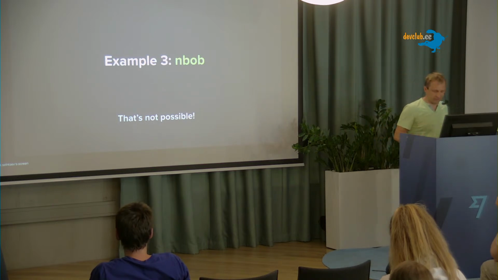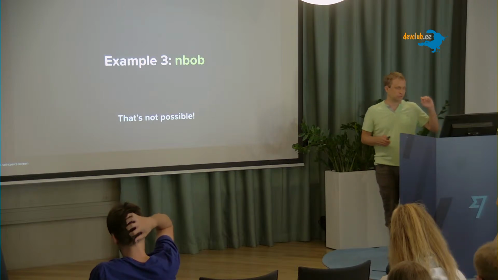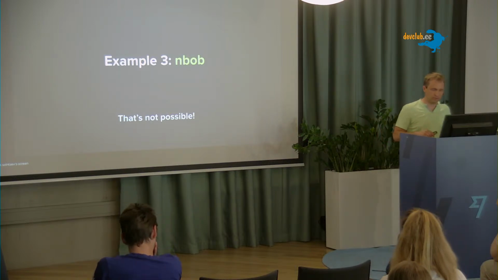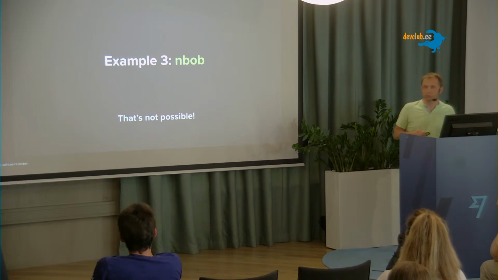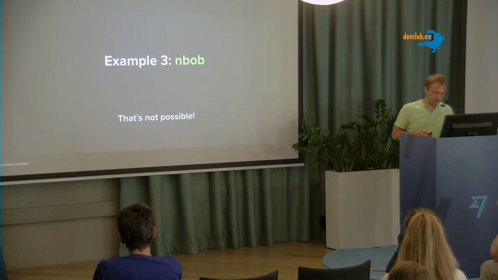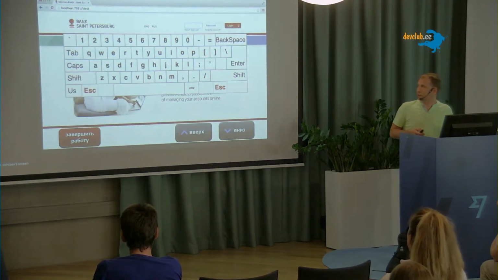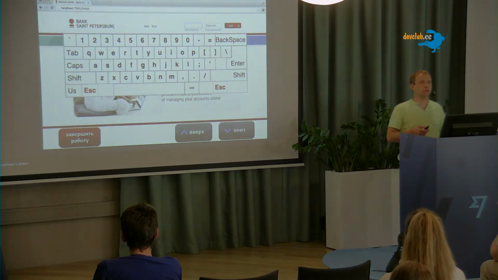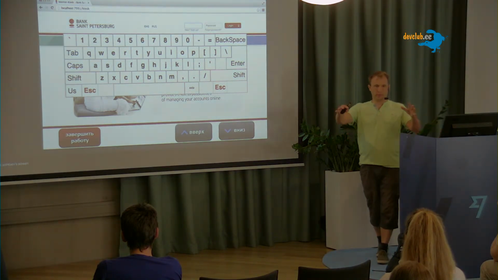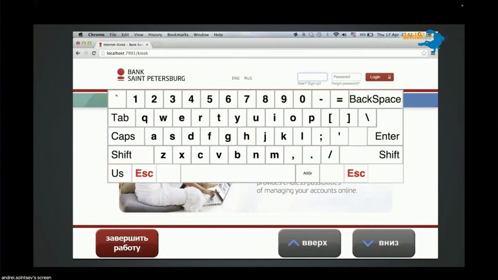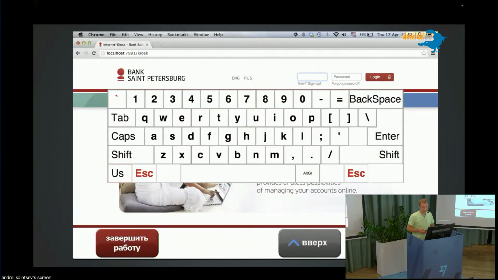Let's stop with technical stuff and let's see some more entertaining stuff with pictures and videos. Another example of a flaky test, which was a little bit hard to investigate in the beginning. I call it nbob. Once upon a time, many years ago, we did an internet bank in kiosk mode, in public places with big screens. It was called kiosk. We had an automated test which tried to log in to the internet bank.